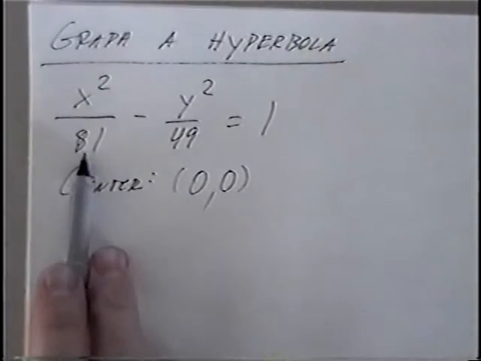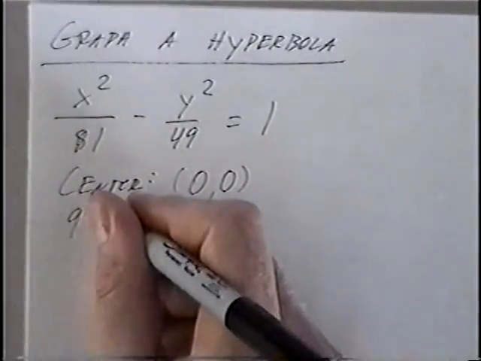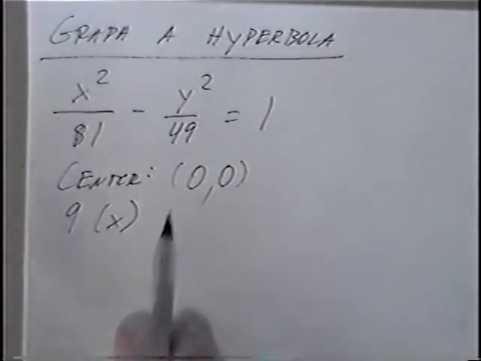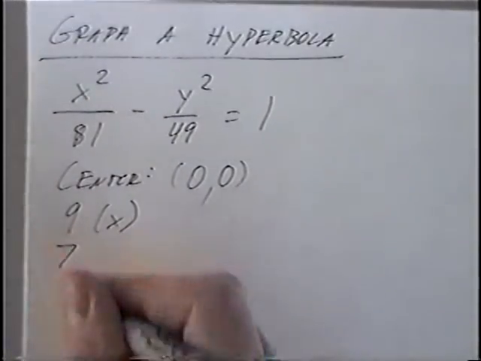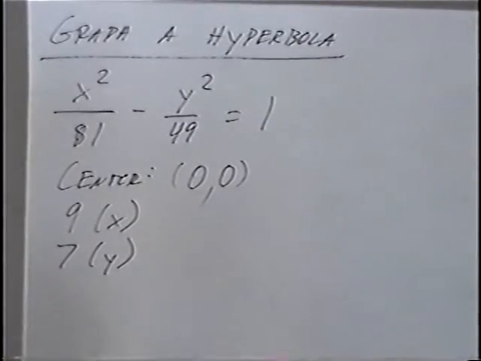For a, it'll be the number underneath the x, which is 81. Taking the square root of 81, that would be 9, and that would be 9 in the x direction. Same thing for the number underneath y. We'll take the square root, which would be 7, and we'll put 7 units in the y direction.